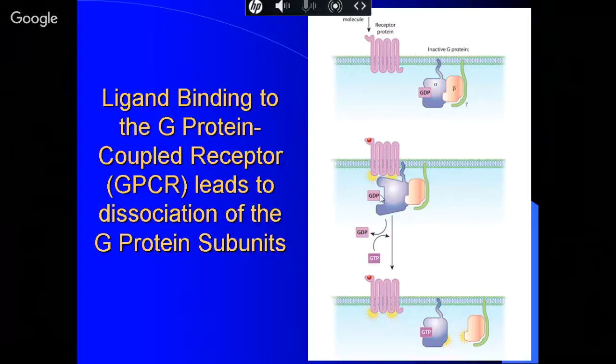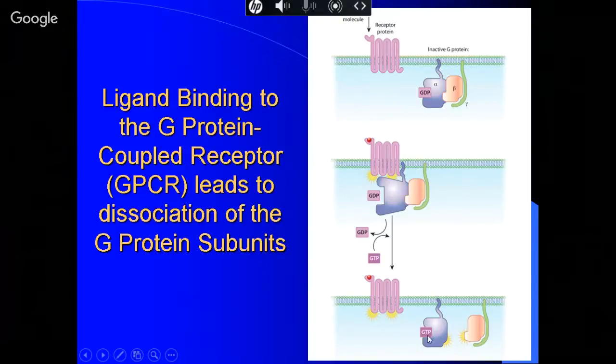Well, there's a whole lot more GTP floating around in the cell than there is GDP. And the configuration change makes the GTP a better fit. So now the GTP comes in, and two things happen.